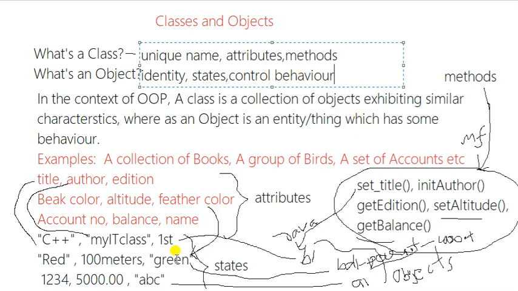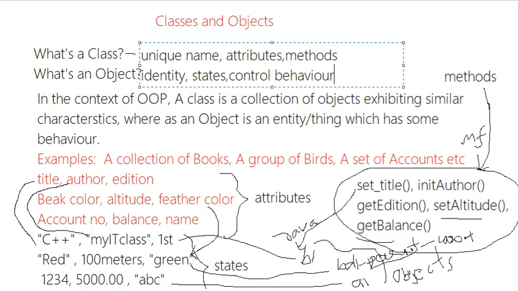Now this bird is there. You can make it fly up to 1000 meters, or even up to 10 meters also. You can control the behavior by changing the altitude. So how are you changing the altitude? You are changing it through a method, through a function. That's how it is. So this is the basic general discussion about classes and objects.